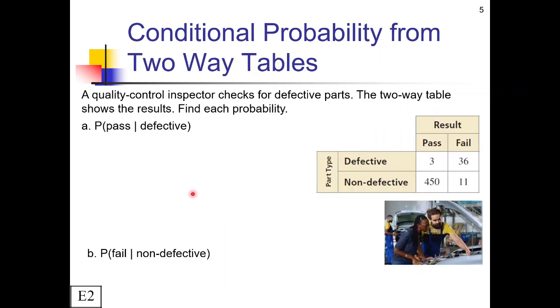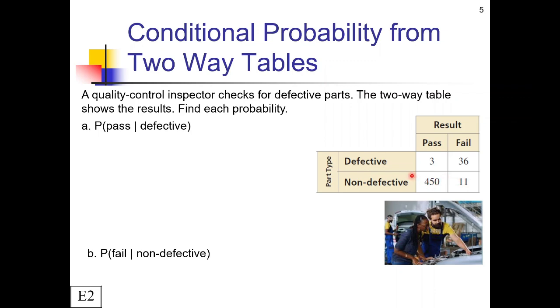So writing out the sample space and using that works when you don't have a huge sample space, but sometimes you have very high frequencies of different things happening, and they're organized in one of these two-way tables, and we still might like to figure out some conditional probabilities. So on this one, we have a quality control inspector or inspecting team here, checking for defective parts, and here is the results in this two-way table.